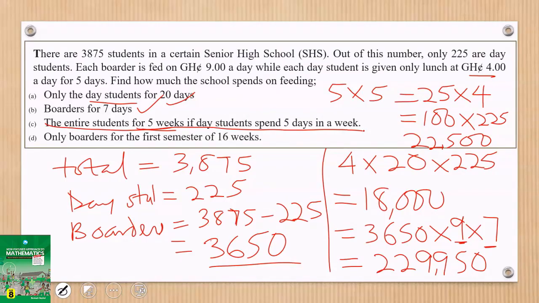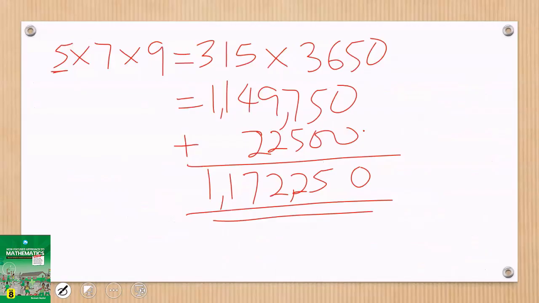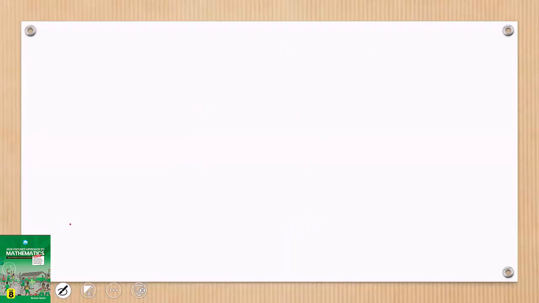Then they said only boarders for the first semester, which is 16 weeks. So for the first semester of 16 weeks, only boarders. Let me clean this part off. Now for 16 weeks, the boarders have 7 days in the week times 16. So 7 days times 16 will be 112, right? Good. So 112 times how much they spend on each of the students, 9.